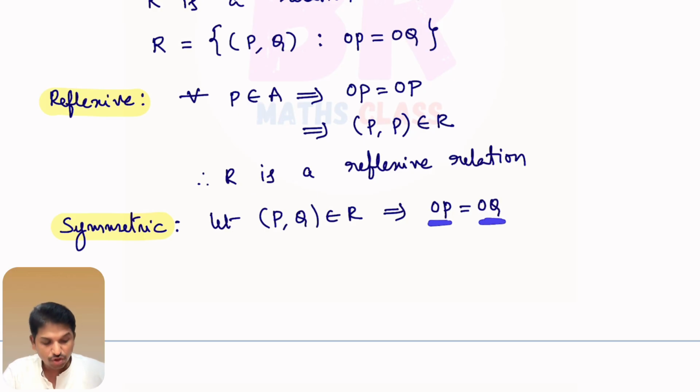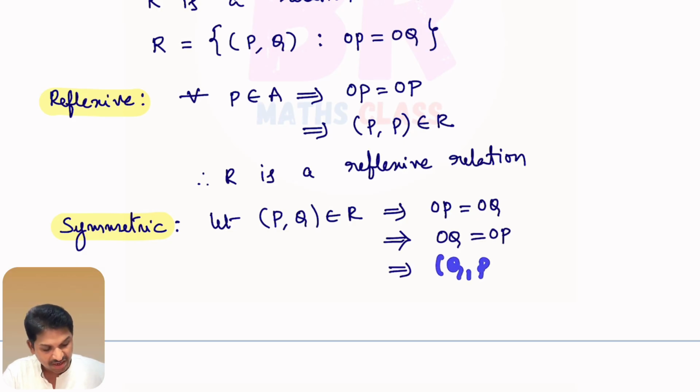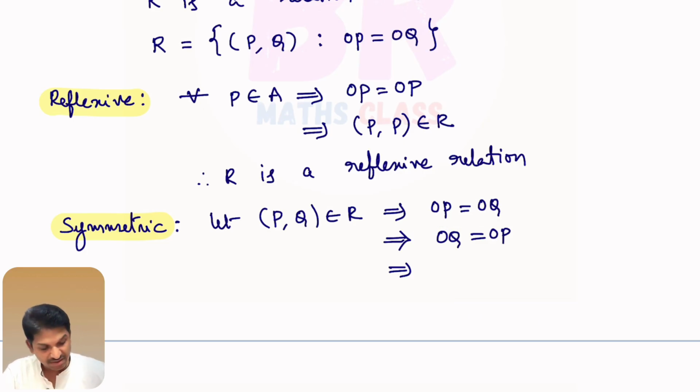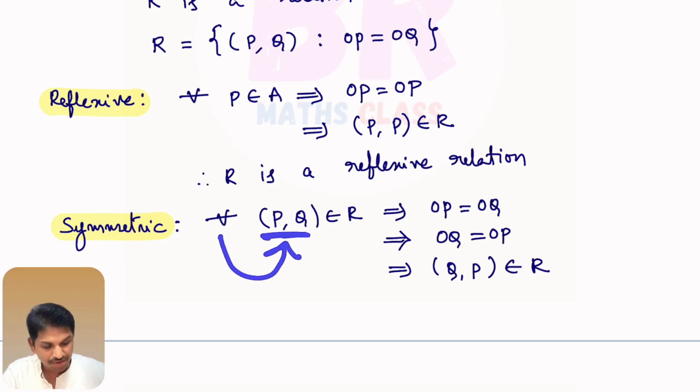When OP is equal to OQ, can I say OQ equal to OP? It's a simple thing actually, no need of much discussion. If OP equal to OQ, then obviously OQ equal to OP. From this, what can I write? Q comma P belongs to R. Q comma P belongs to R when OQ equal to OP. Here it is very clear that OQ equal to OP. So this tells you that Q comma P belongs to R. So for any ordered pair P comma Q, Q comma P also belongs to R. Therefore, this relation is a symmetric relation.